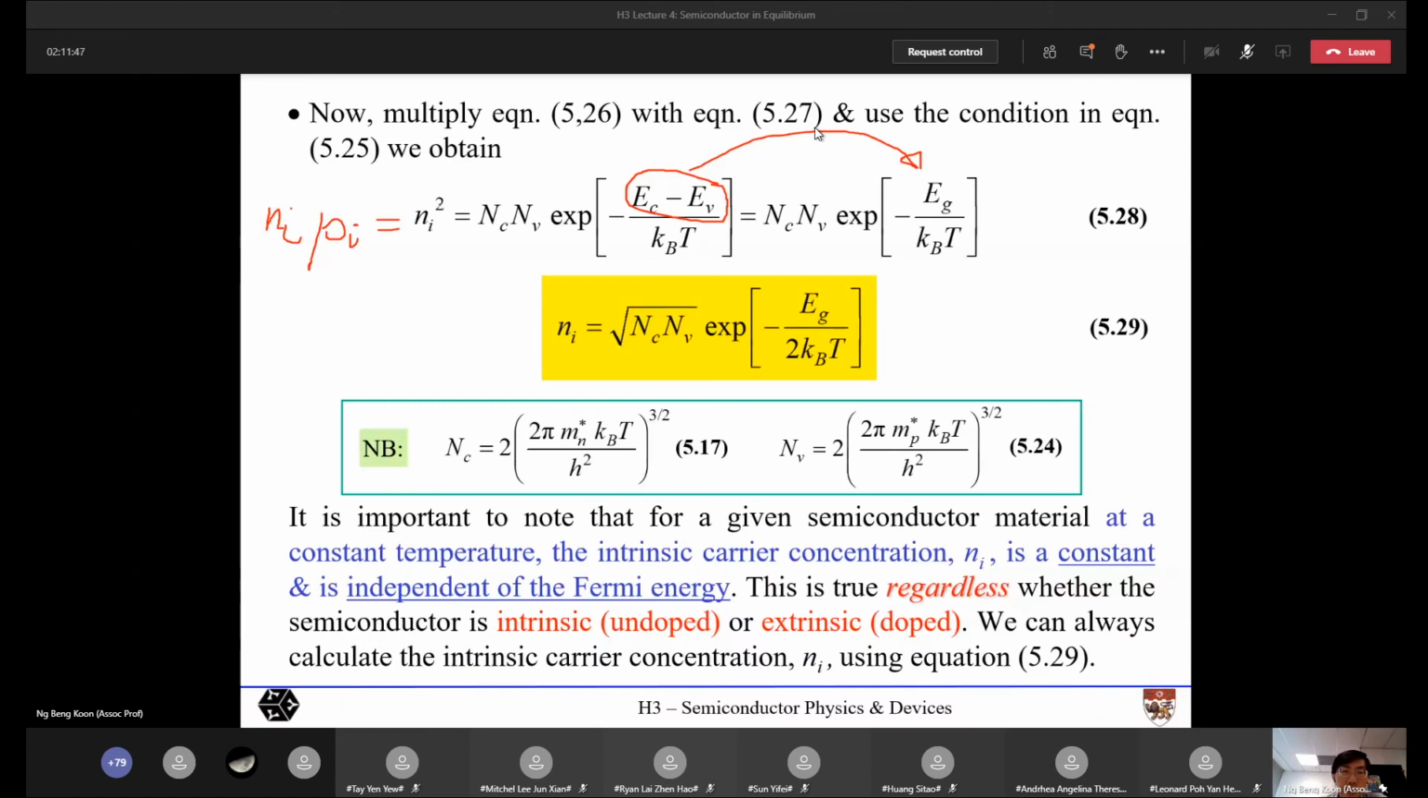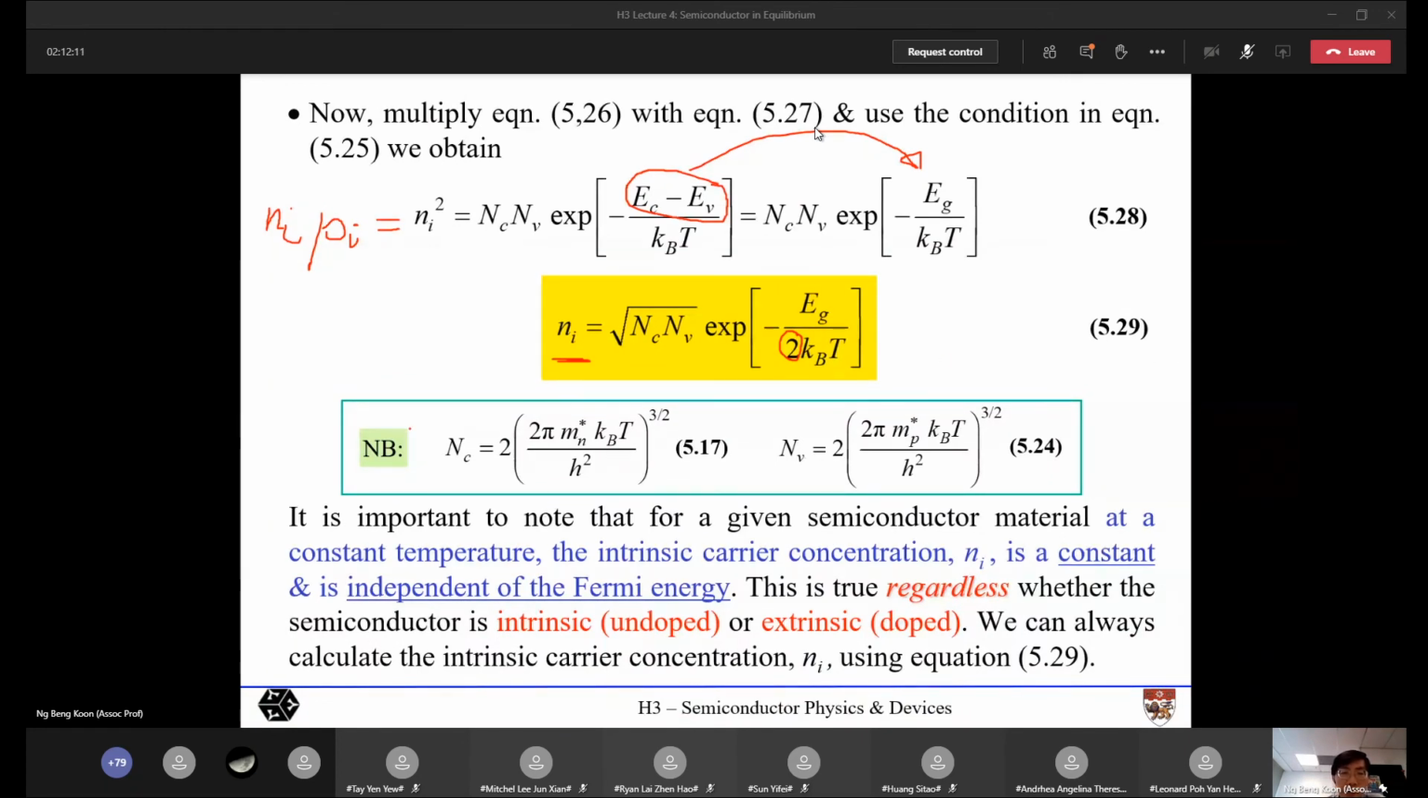If we bring the square over to the other side, we have an expression for the intrinsic carrier concentration, given by the square root of NC NV times exponential of minus EG over 2 kBT. The 2 here comes from the square root, since the square root of an exponential goes in as a half.